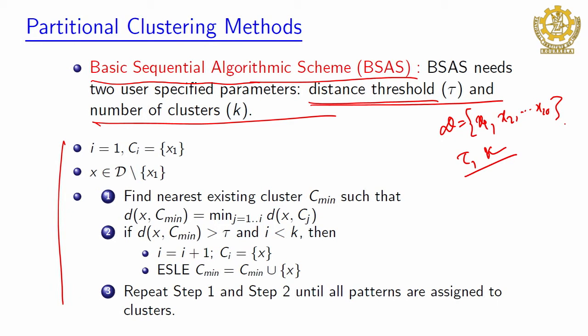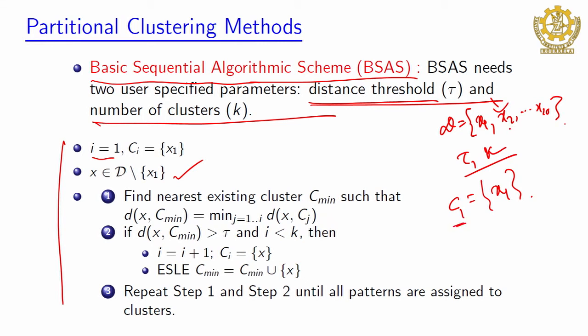First, i equal to 1, and you form the first cluster, which is the first point in the data set. So, this is x 1. Now, x 1 is already assigned to a cluster, so now we will try from x 2. What do we do? Find the nearest existing cluster C min such that the distance from x to C min is the minimum from all existing clusters. There is only one cluster here.